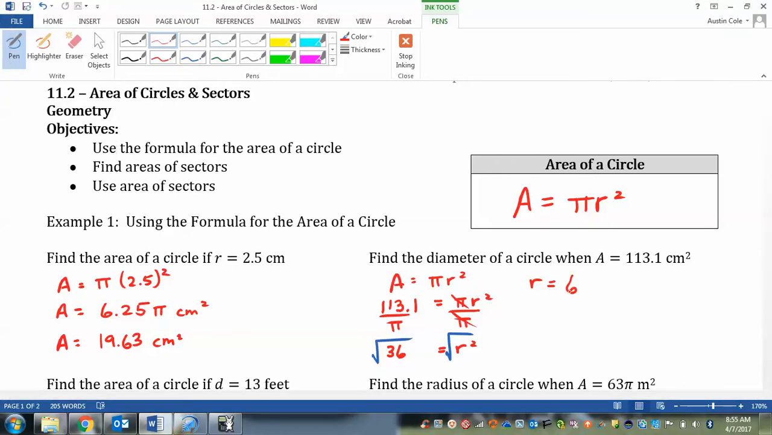Questions on that? Did I answer the question? No. Oh, no, I didn't. It says find the diameter. Well, we better double that. If the radius is 6, the diameter needs to be 12.